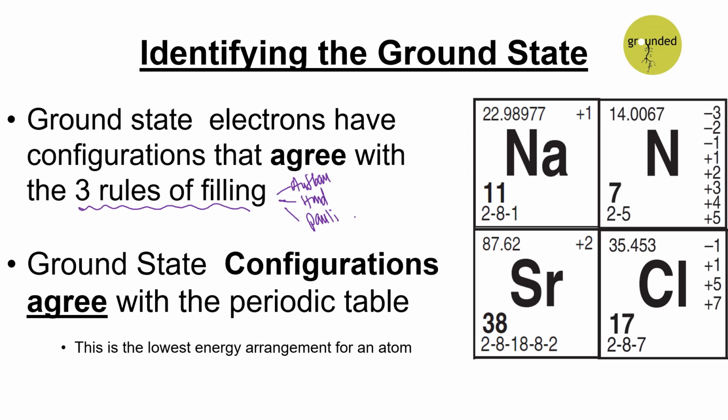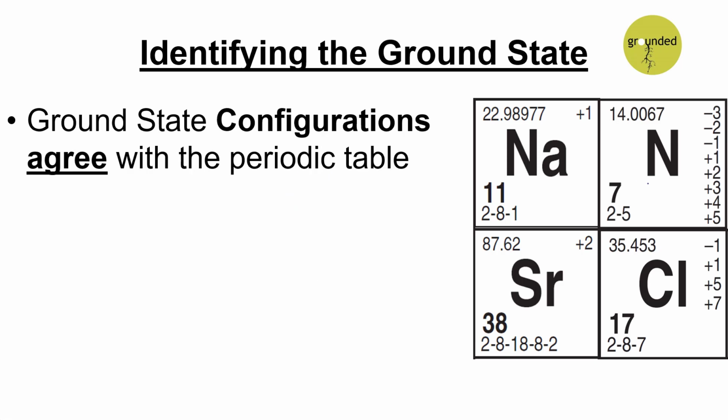If you didn't cover that in your class, don't worry. All we would have to do is check the electron configurations on the periodic table. And if you were given something that had 11 electrons, we would go to sodium. And if it matched 2-8-1, you would know that that is a ground state electron configuration. If it had 17 electrons and it said 2-8-7 in that order, you would know you had a ground state electron configuration for chlorine. So as long as they match what's written on the periodic table, they were filled according to the rules of filling, and they are in the lowest energy state possible, which is the ground state.